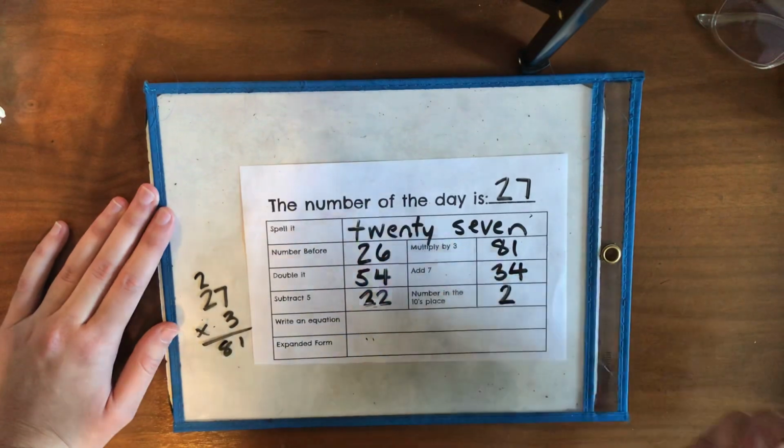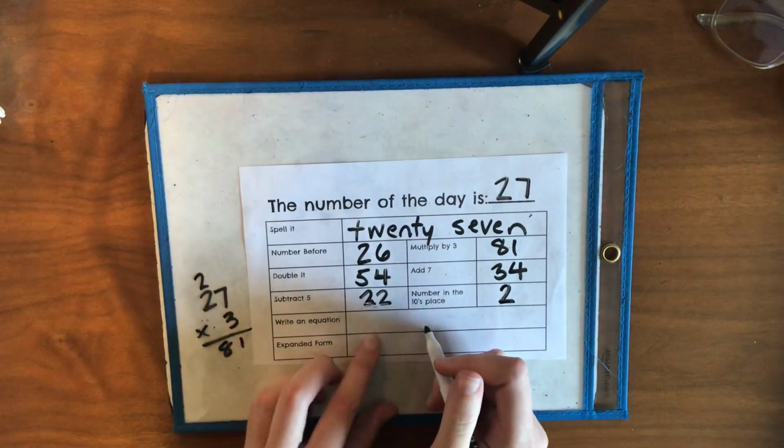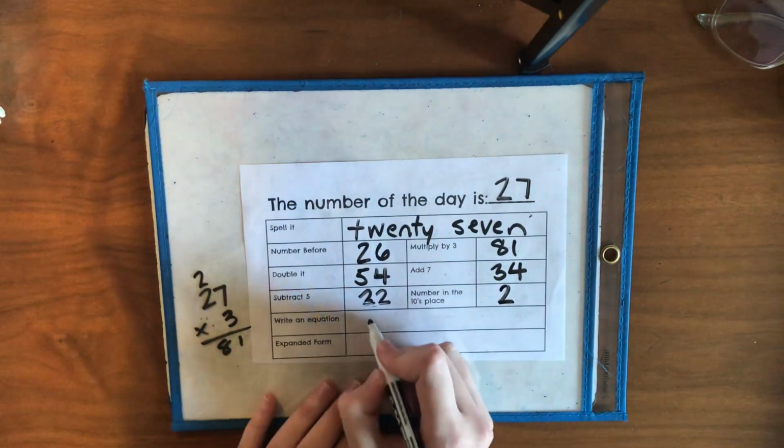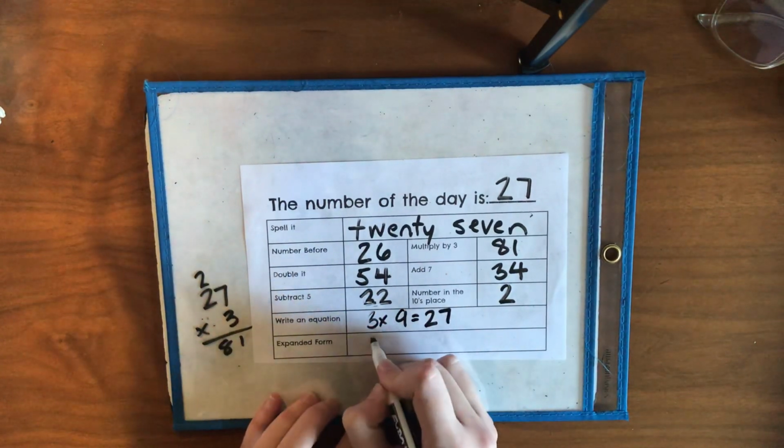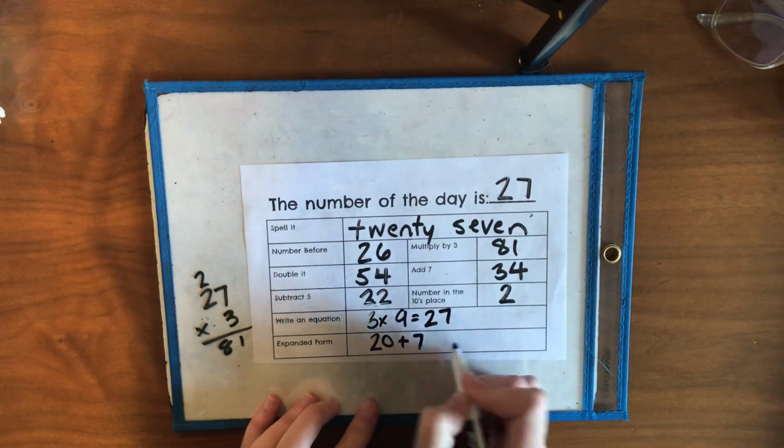Number in the tens place is 2. Ooh, my equation. I'm going to do 3 times 9 equals 27, and expanded form is 20 plus 7.